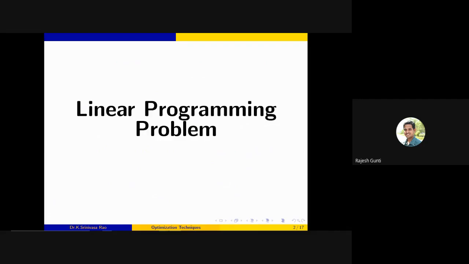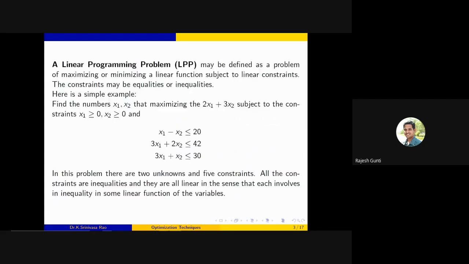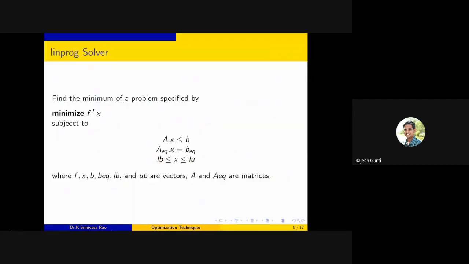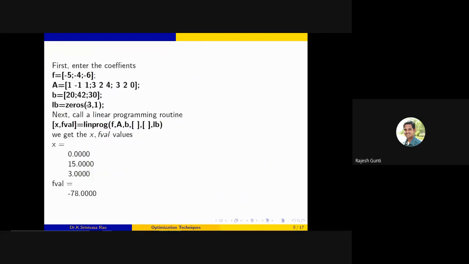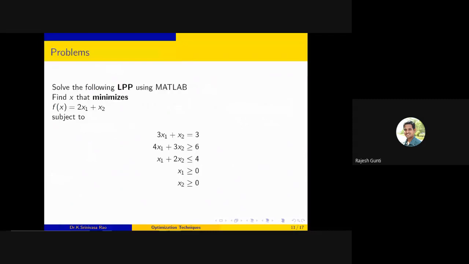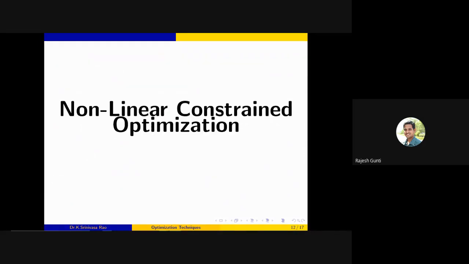I explained the conventional method as well as using the optimization toolbox. Am I correct or not? So this is the standard linear programming problem. I solved it using a linprog solver as well as the optimization toolbox. Now I am going to solve nonlinear constraint optimization.